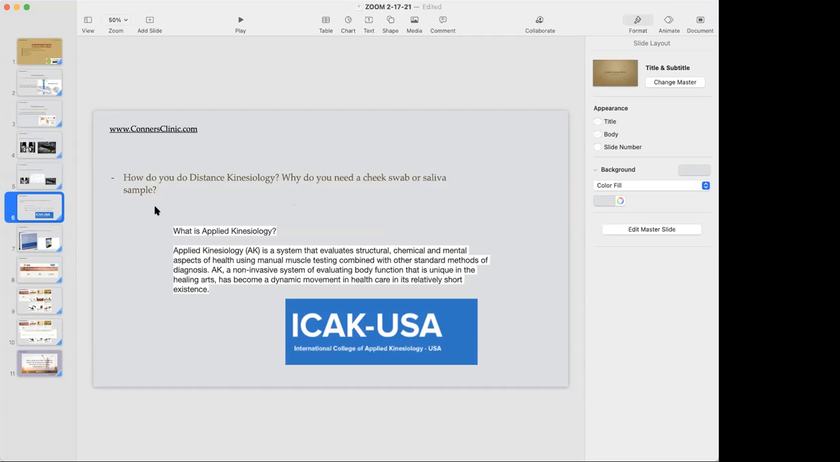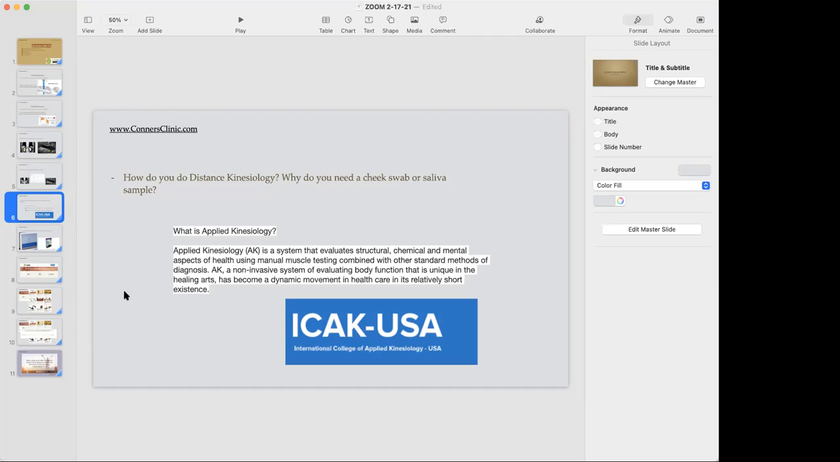We're including cheek swabs in our distance plans. So if you have got your distance folder and you have this plastic bag with different cheek swabs in there, that's what those are for, to do distance kinesiology. Now, this is what applied kinesiology is, from the American College of Applied Kinesiology USA website. You can read that. Kinesiology is a system of muscle testing to really ask the body different questions.